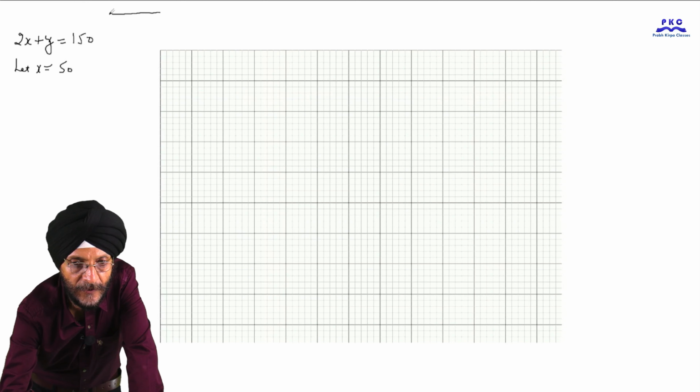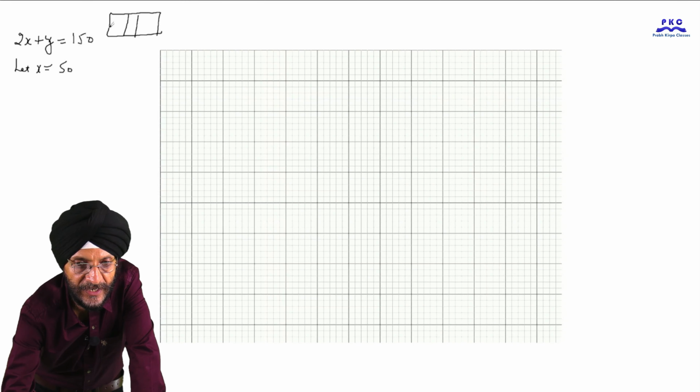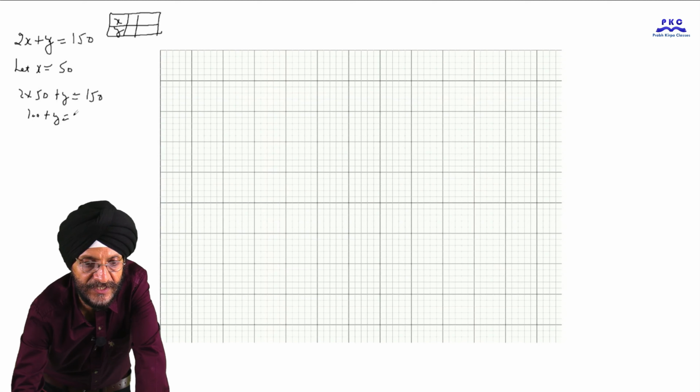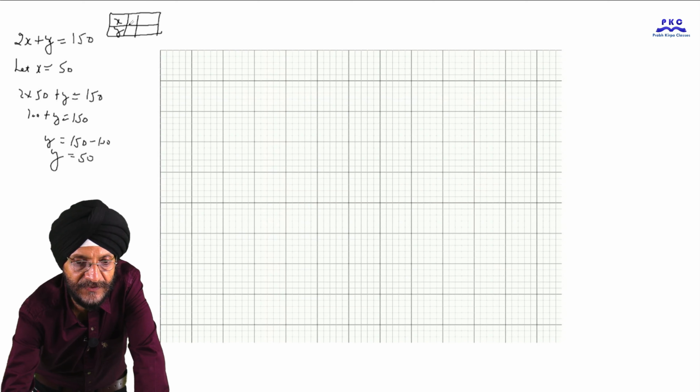We draw here a graph table so that we can write the values x, y. Let x be 50. What will happen? 2 into 50 plus y is equal to 150. 100 plus y is equal to 150. y is equal to 150 minus 100. y is equal to 50. So when x is 50, y is also 50.